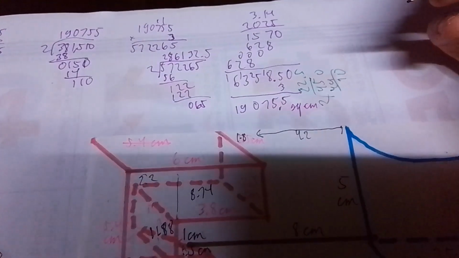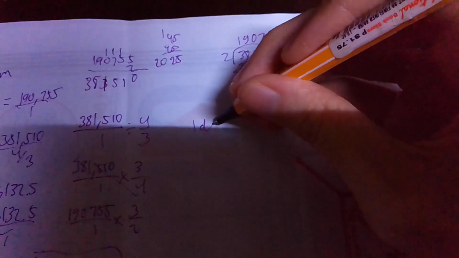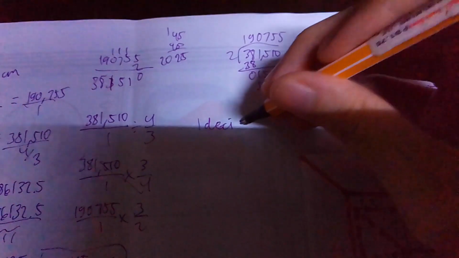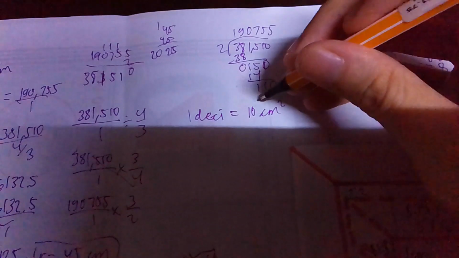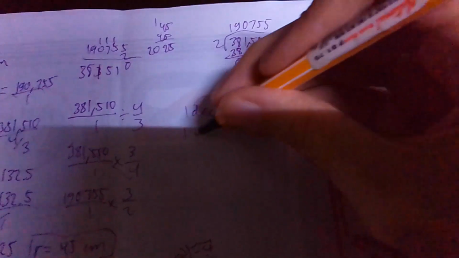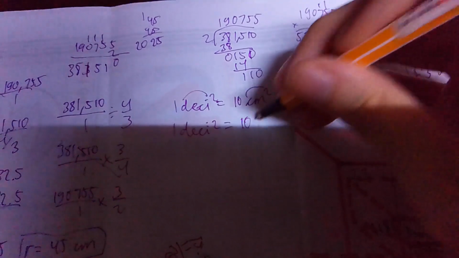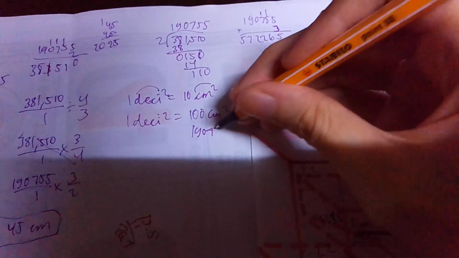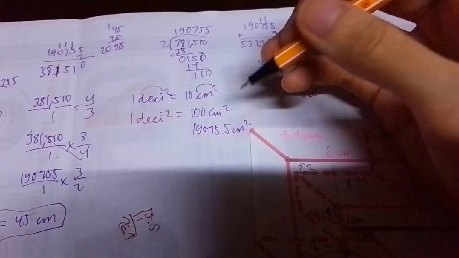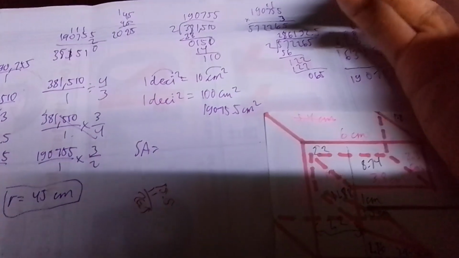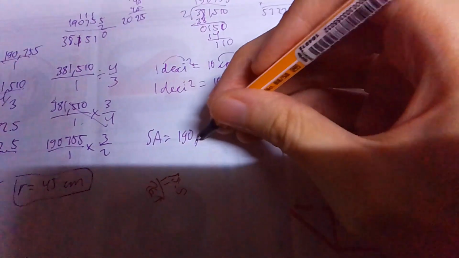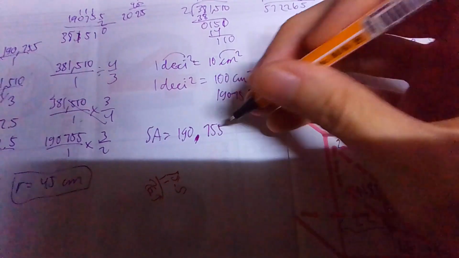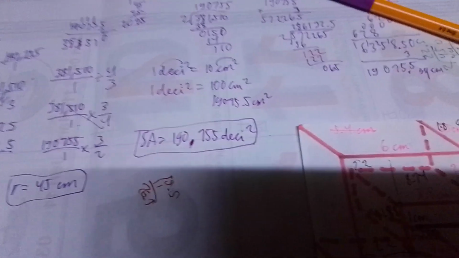If that were in square decimeters, you know 1 deci is equivalent to 10 cm. But since it's squared, you'll have to distribute that. So therefore, 1 deci square is equivalent to 100 cm squared. So therefore, itong value na yan, you'll have to move the decimal point 2 places to the left. So therefore, the surface area of the sphere in decimeters is going to be 190.755 deci squared. And there we have it. Now we have our answer.